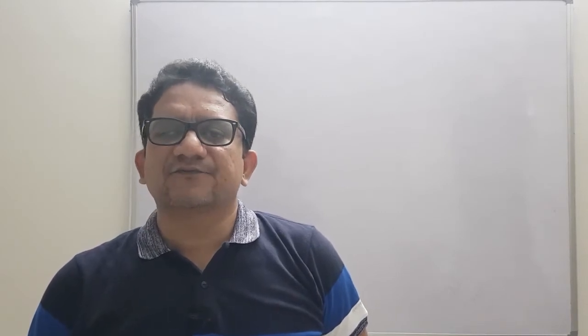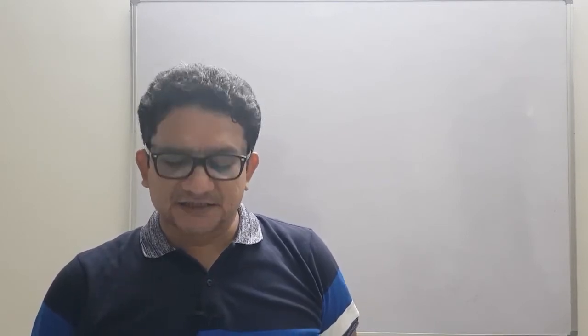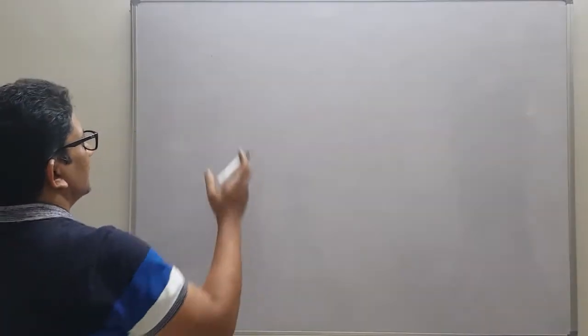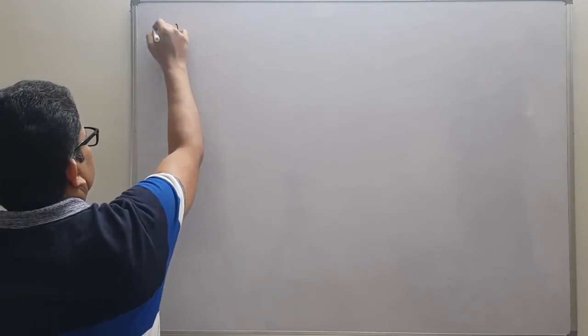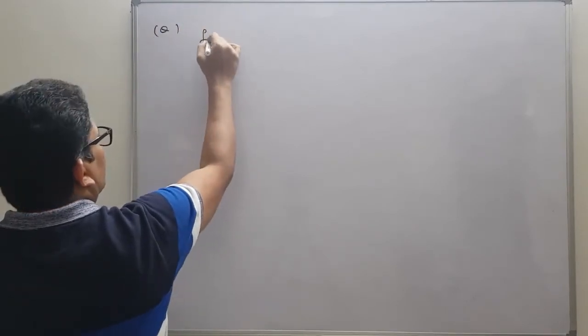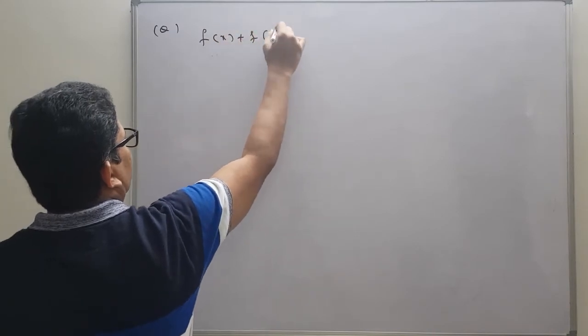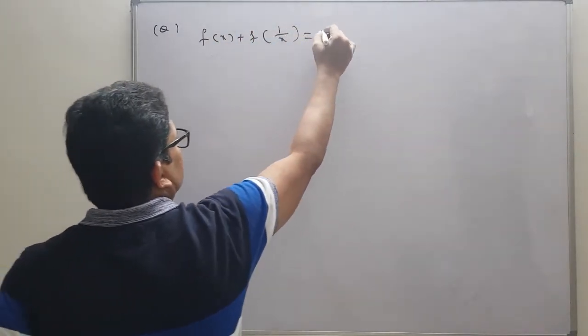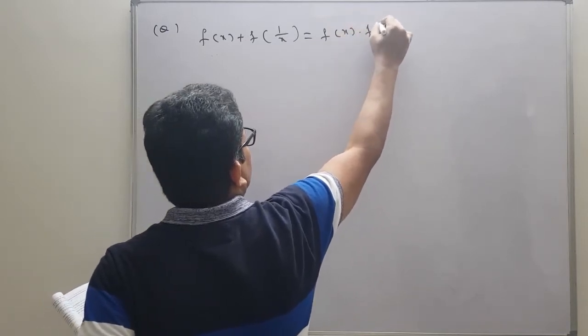Okay, students, note down a question. If f of x is a polynomial function in x, in the brackets write x greater than 0, satisfying the equation f of x plus f of 1 by x equals f of x into f of 1 by x.